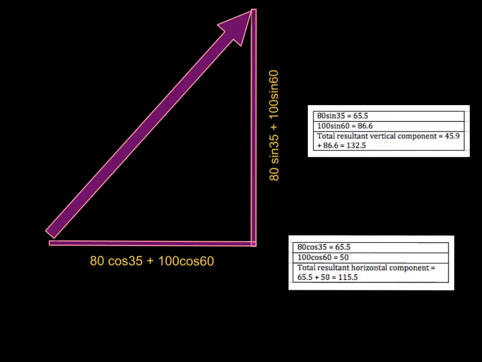So performing those calculations for the horizontal component, 80 cos 35 plus 100 cos 60 gives a horizontal component of the resultant vector, which is 115.5. Similarly, for the vertical component, 80 sine 35 plus 100 sine 60 gives a resultant vertical component of 132.5.